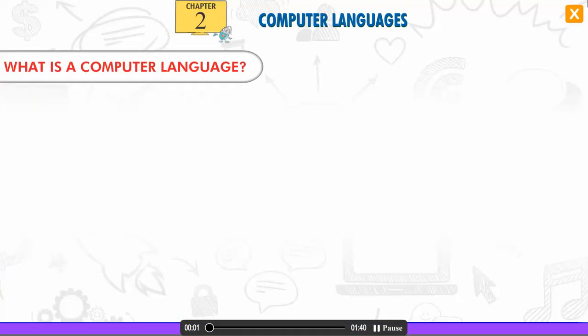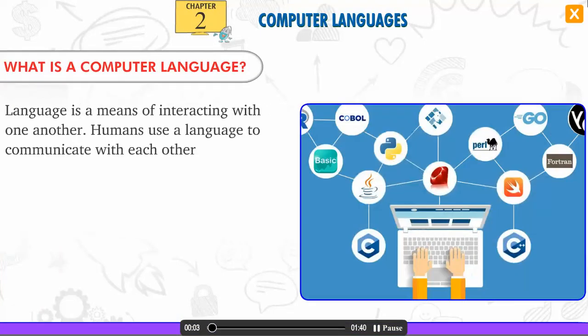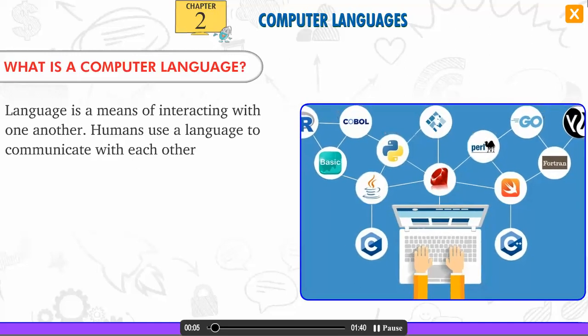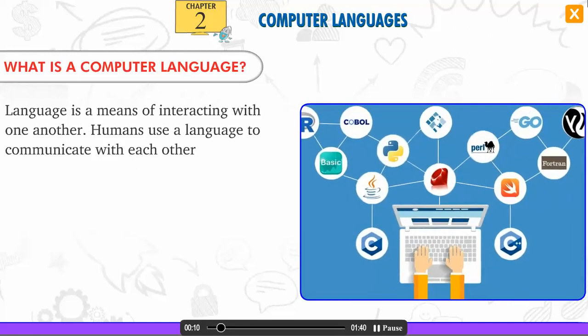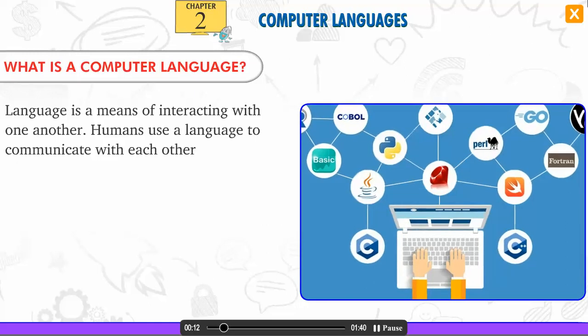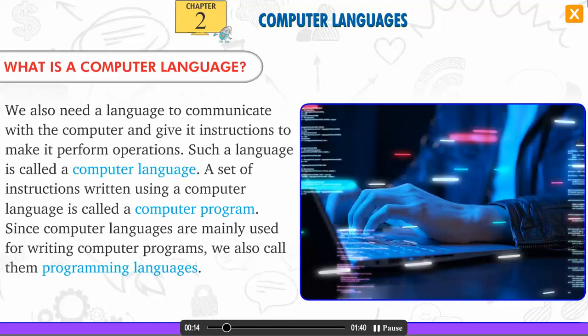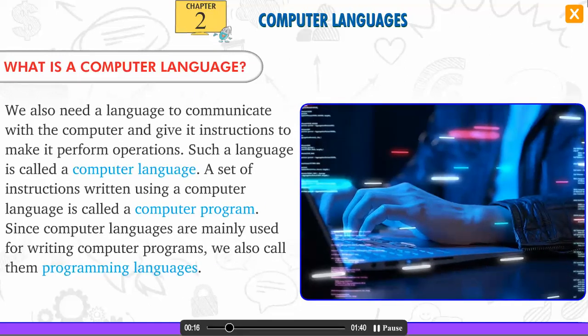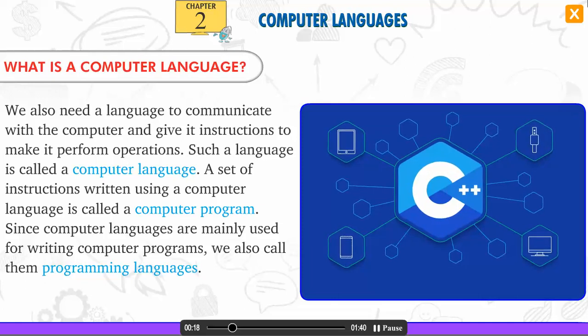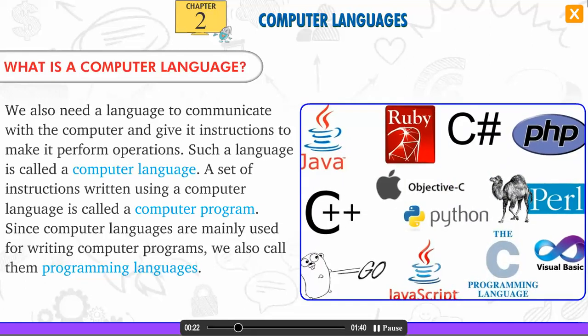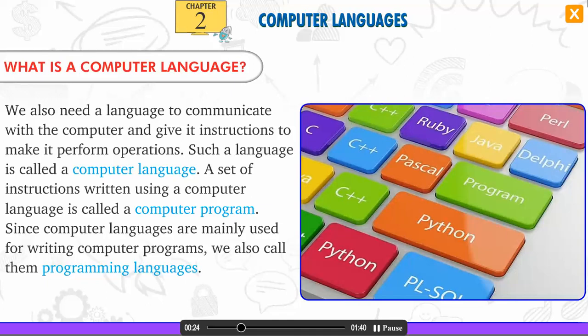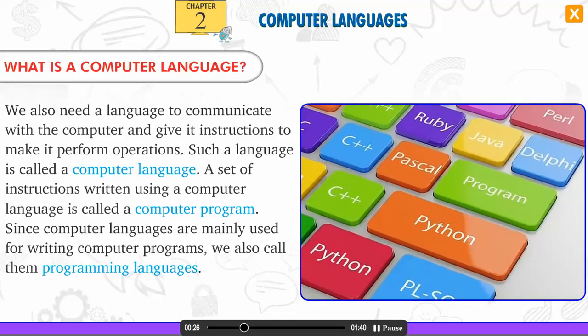What is a computer language? Language is a means of interacting with one another. Humans use a language to communicate with each other. We also need a language to communicate with the computer and give it instructions to make it perform operations. Such a language is called a computer language.